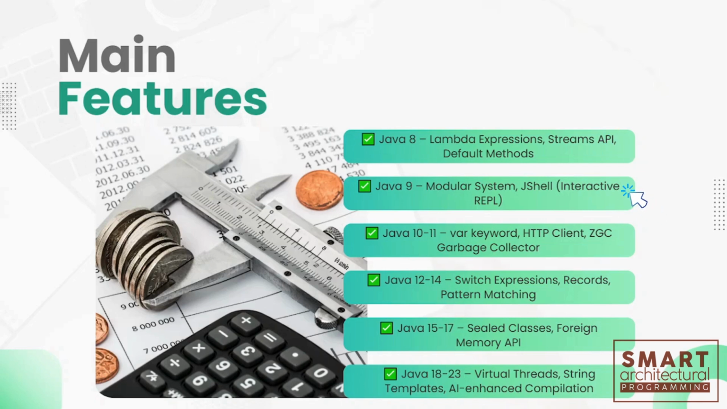Java 9 introduced the modular system and the JShell, which is the interactive REPL system. Java 10 to 11 introduced the var keyword, HTTP client, ZGC garbage collector, so on and so forth. Java 12 to 14 introduced the switch expressions, records, pattern matching. Java 15 to 17 introduced sealed classes, foreign memory API. And Java 18 to 23 introduced virtual threads, string templates, AI enhanced compilation, basically.